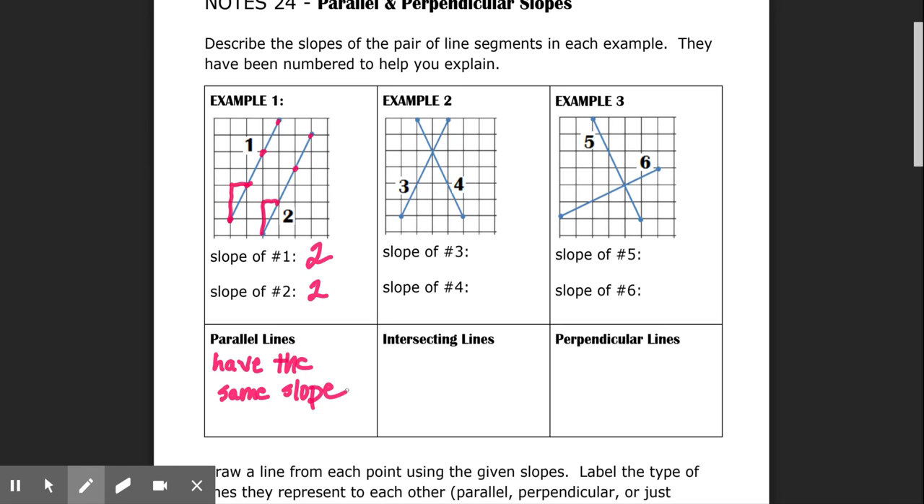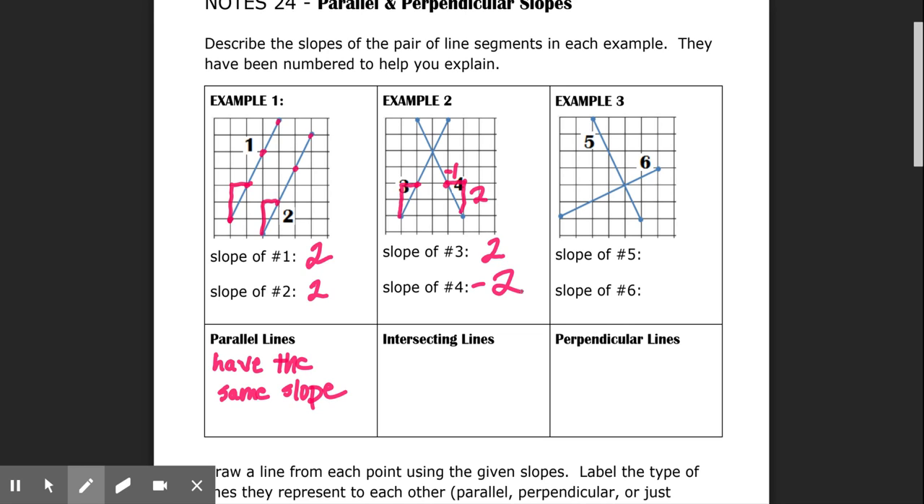All right, example 2, slope number 3. So again, I'm going to go ahead and put a point there, go up 2 over 1. So the slope of number 3 is 2. And then on number 4, I'm going to go up there. So I'm going to go up 2 and left 1. Well, when I go up 2 and left 1, that's 2 divided by negative 1, which is negative 2. So these are not perpendicular because they don't intersect at 90 degrees. They are just intersecting lines.